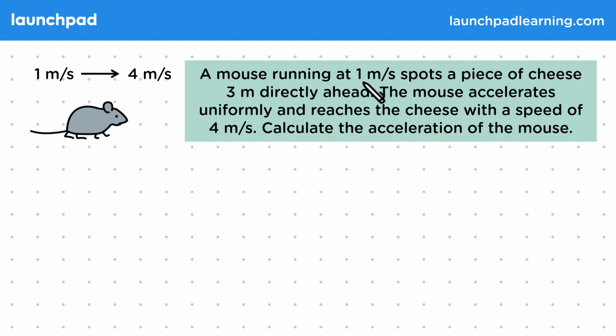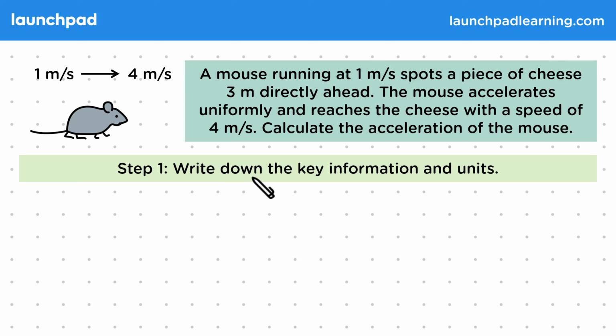A mouse running at 1 meter per second spots a piece of cheese 3 meters directly ahead. The mouse accelerates uniformly and reaches the cheese with a speed of 4 meters per second. Calculate the acceleration of the mouse. So this question specifically says the acceleration is uniform, so we can use the equation we've just learnt. Before we start, we should check we have everything we need and what we need to use the equation for. So for step 1, let's write down the key information and the units.